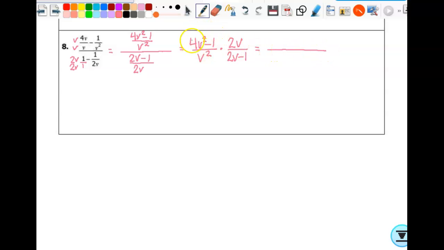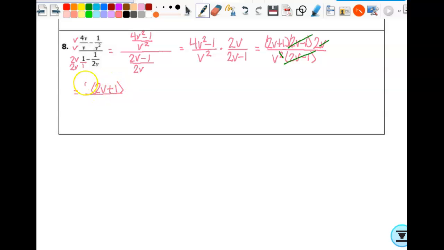Is this factorable right here? Yes, this is a difference of squares. So this is 2v plus 1 times 2v minus 1 times 2v. All right? My denominator is v squared times 2v minus 1. So now my 2v minus 1 will reduce with this. This v will reduce with one of those. So in the numerator, I was left with 2v plus 1.